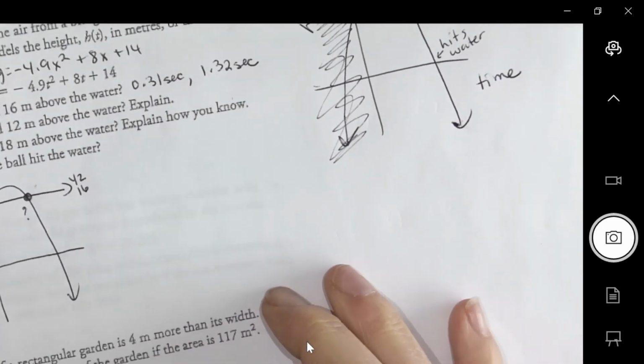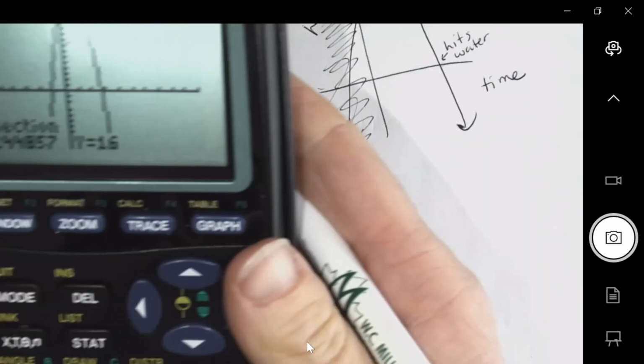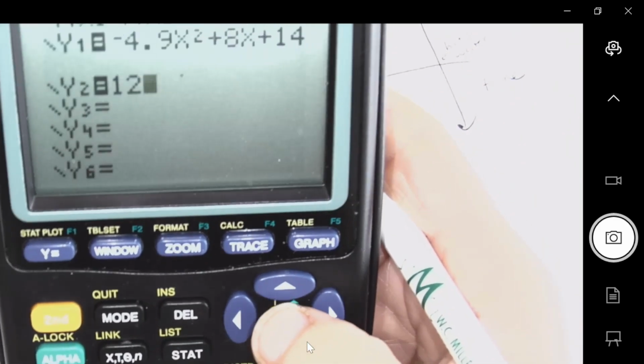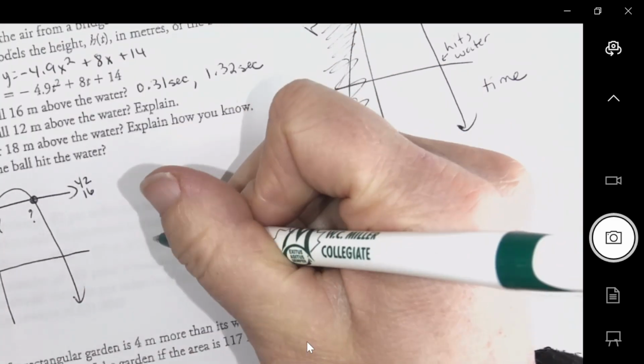Okay, I got 0.31 seconds, and then on the next, I got 1.32 seconds, because it says when. It doesn't say what's the coordinate of the point or anything like that. It just says when. Okay, next. We're good with that? Intersections? When is the ball 12 meters above the water? So same thing, we just change this to a 12. So y2, put it as a 12.